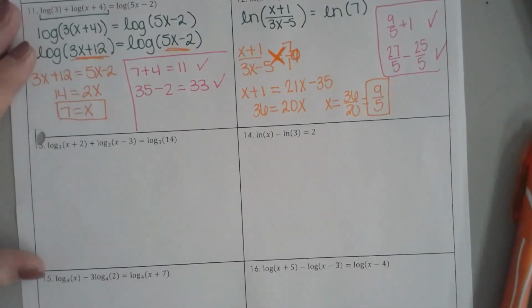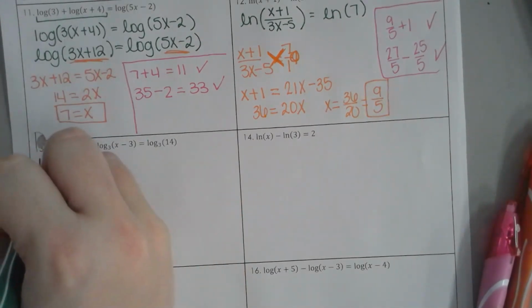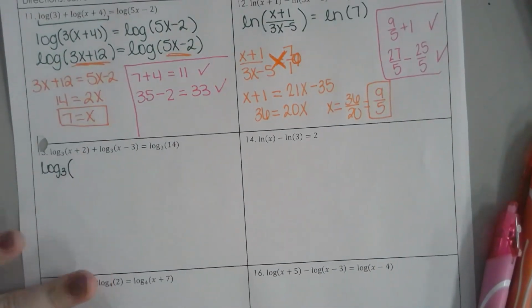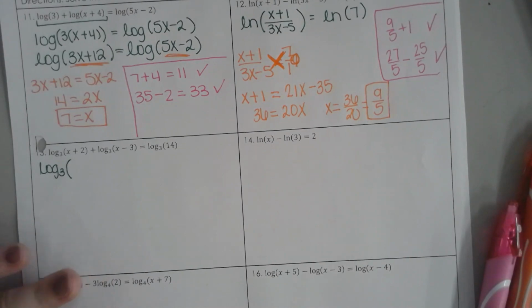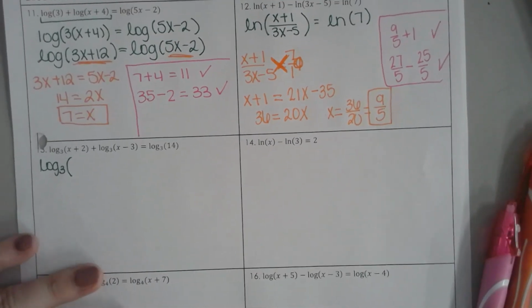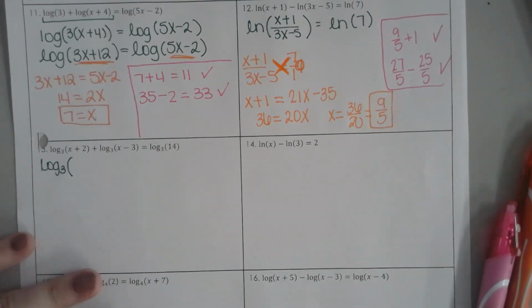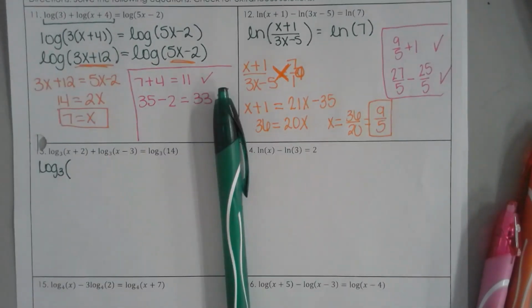Number 13. Let's condense these, and we get log base 3 of, what am I going to do with those two things, the x plus 2 and the x minus 3? Multiply them. Yep. So it is not x squared minus 6. Don't put that down. You have to do the FOIL method. x plus 2, x minus 3.